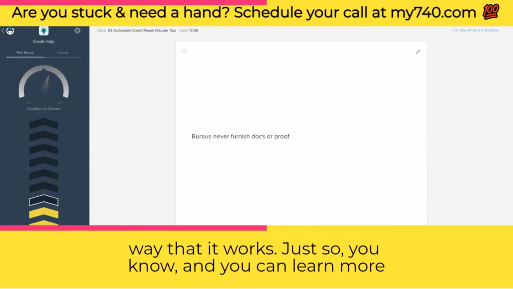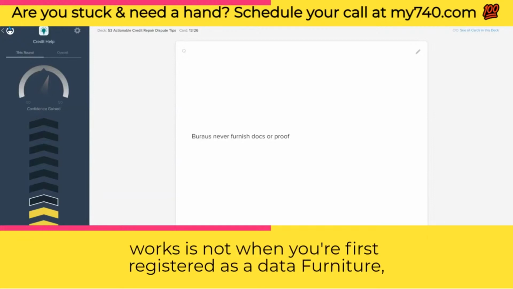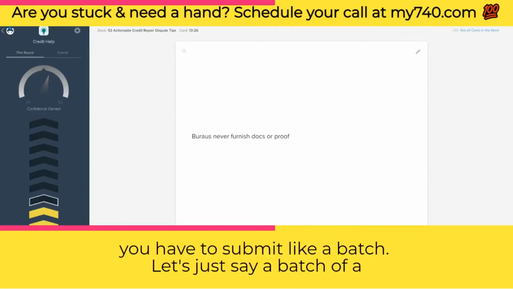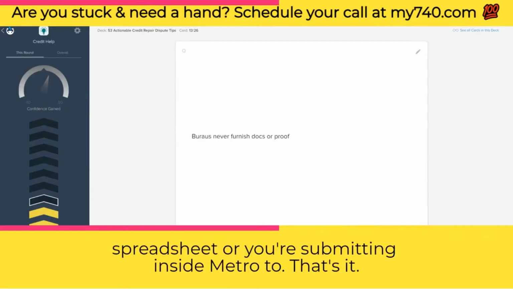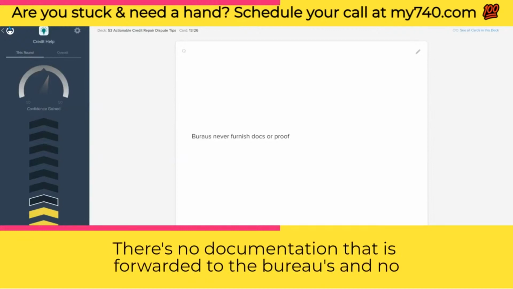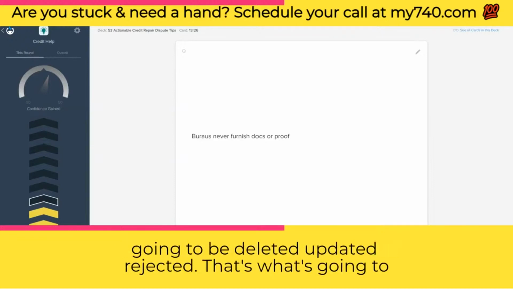The way that it works, just so you know, and you can learn more about this by searching Metro 2, is that when you're first registered as a data furnisher, you have to submit a batch, let's just say a batch of 100 accounts, and all you're doing is submitting a spreadsheet, or submitting inside Metro 2. That's it. There's no documentation forwarded to the bureaus, and no documentation is going to come from the bureaus. It's just going to be deleted, updated, rejected. That's what's going to come to you.